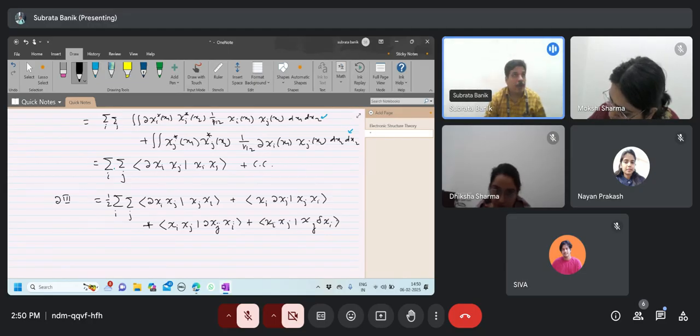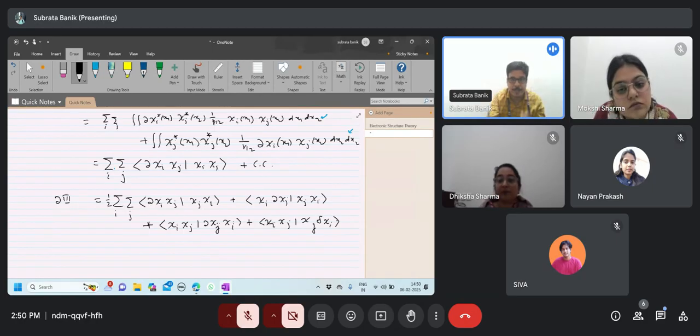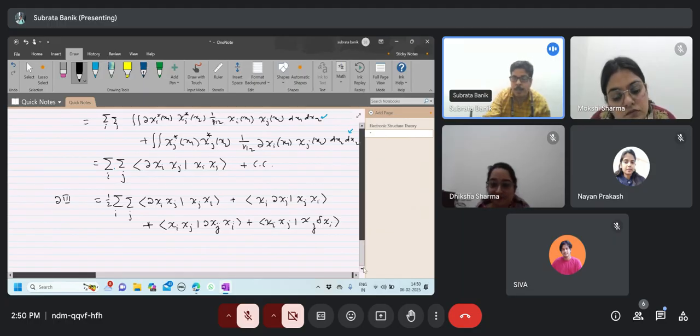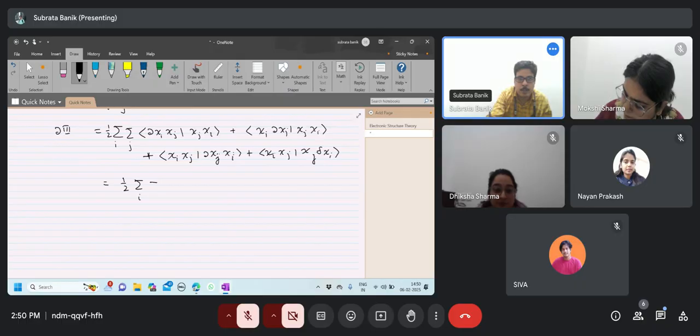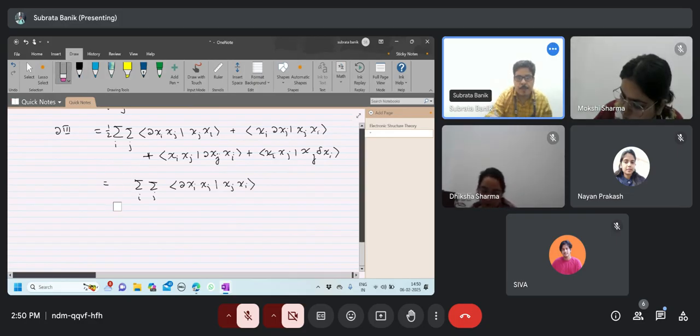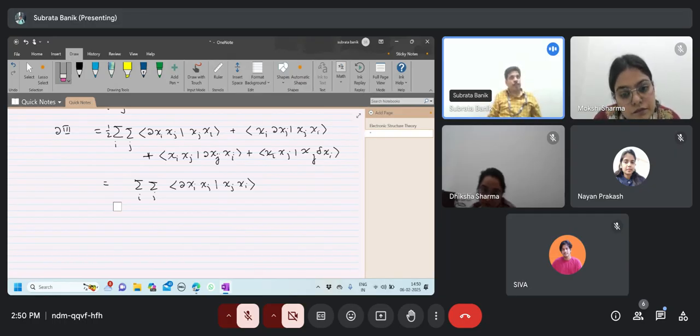Now I will give you a task. Using the same argument of putting a dummy variable, equality of the dummy variable, you can also show that this is exactly the same as half sum over i, sum over j, delta chi i, chi j, chi j. Only thing is the half will not be there. I will give you a task. You prove this. Right? There's nothing to worry about.